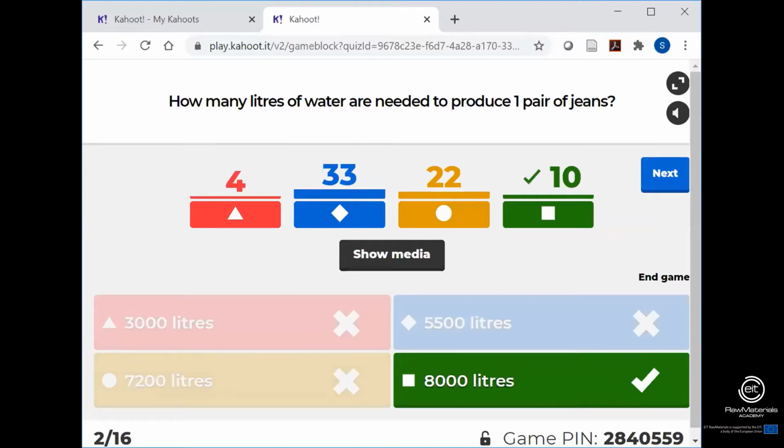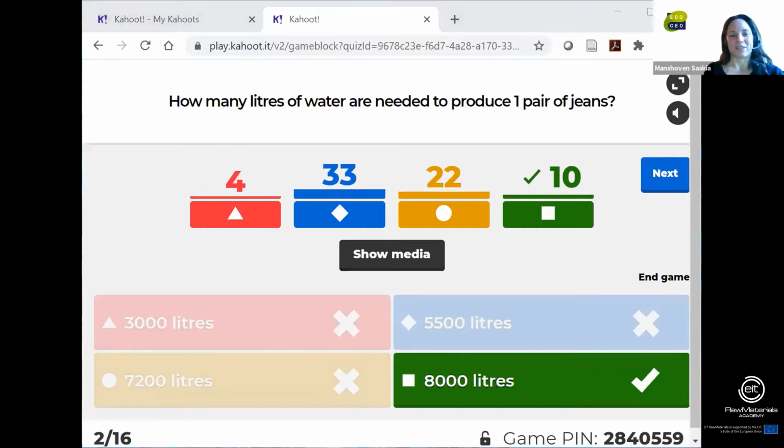Okay. And here we see the results. So most people think it is 5,500 liters, but actually it is 8,000 liters. Jeans is made of cotton, and unfortunately, the cotton plant needs a huge amount of water to grow. And this water is brought to the fields by extensive irrigation systems. And of course, apart from the production of the cotton itself, also the production of the jeans fabric requires water. For example, for the coloring and for the bleaching.